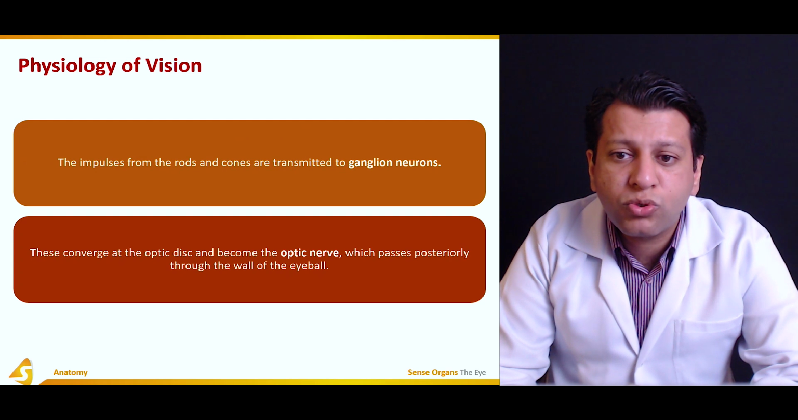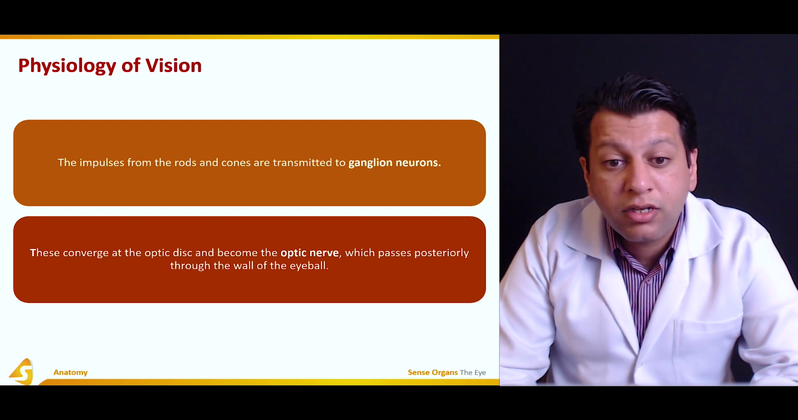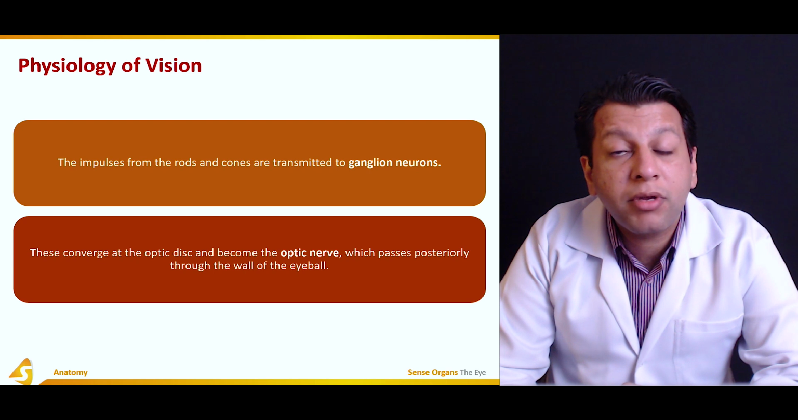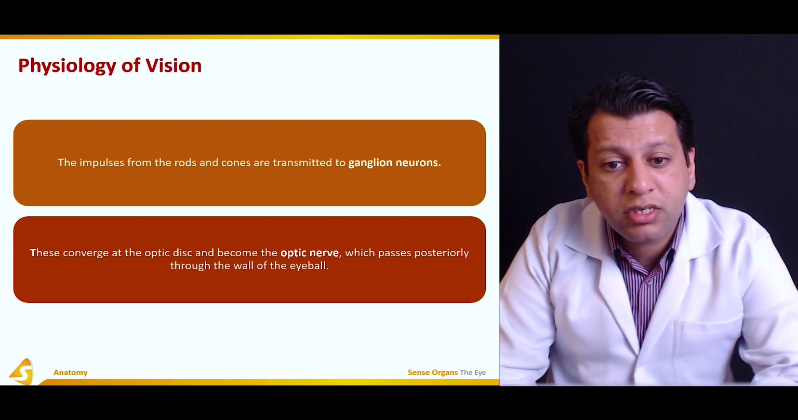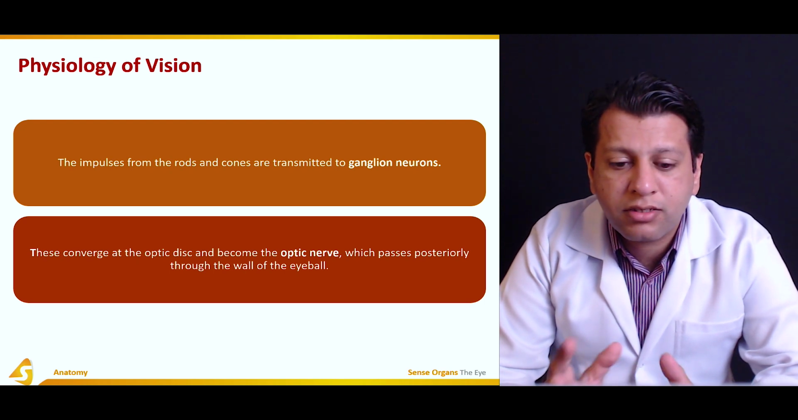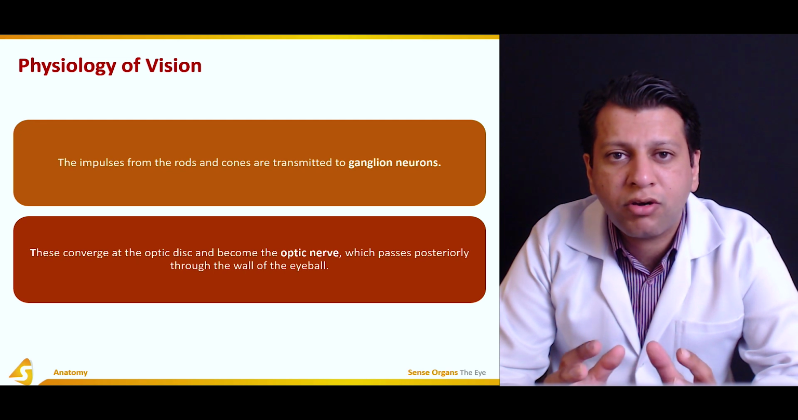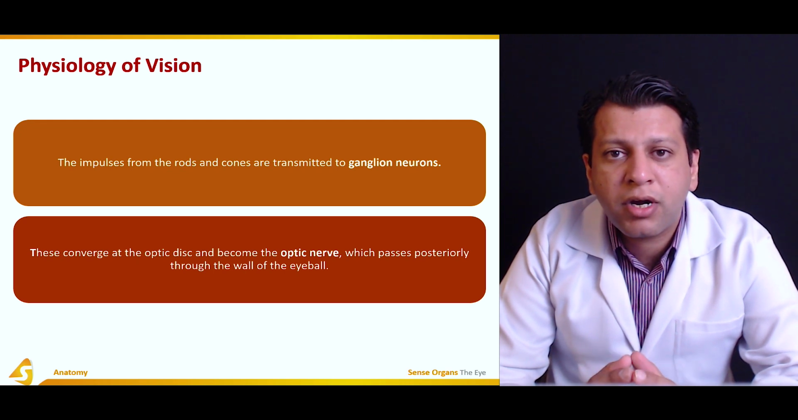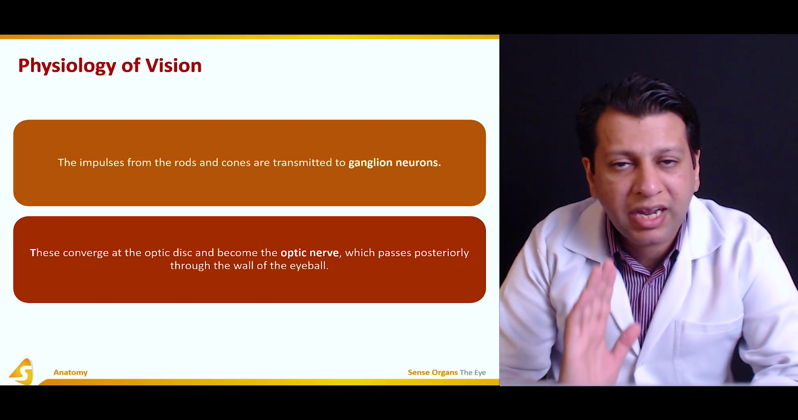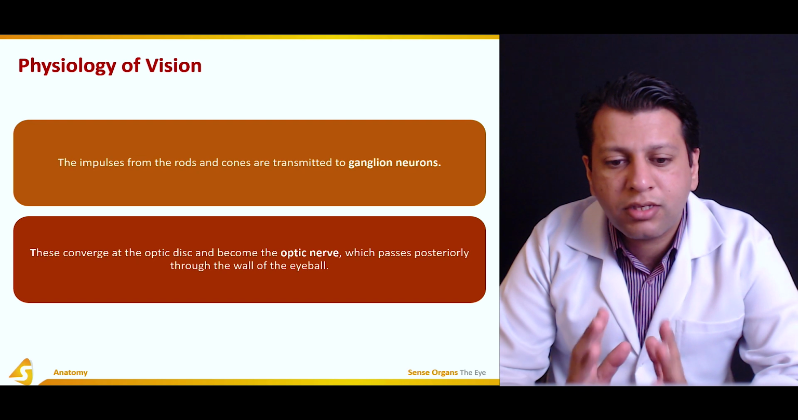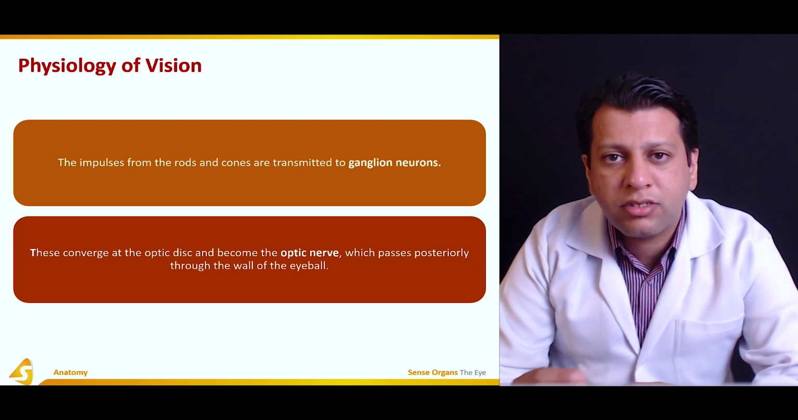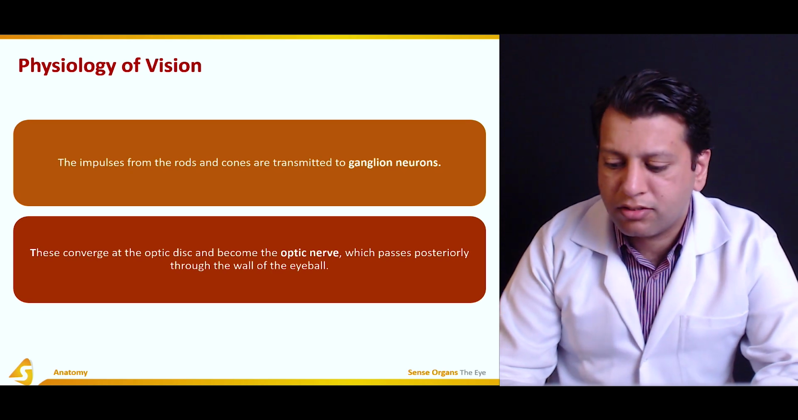Impulses from the rods and cones are transmitted to the ganglion neurons. They converge at the optic disc and become the optic nerve, which passes posteriorly through the wall of the eyeball and eventually relays in the optic cortex, the visual area in the occipital lobe at the back of the head, where all the sensory information of vision is transmitted.